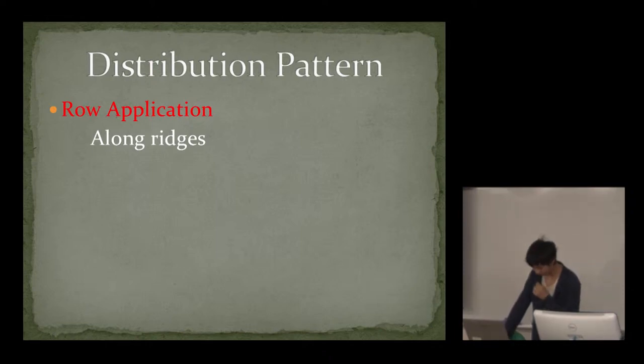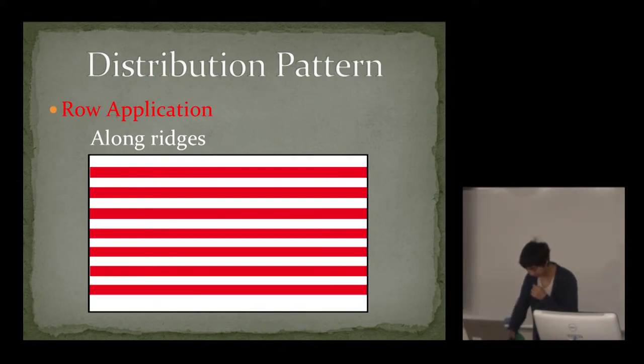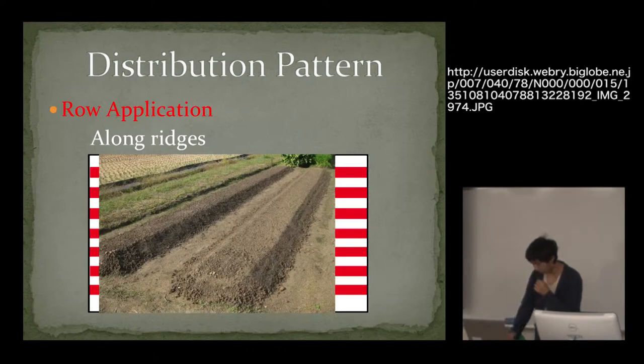Next, second is row application. Apply along ridges. This application uses less waste fertilizer. Ridge means a raised line on the surface of the soil.